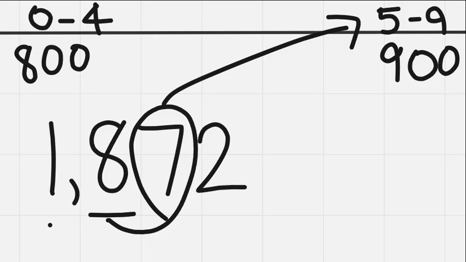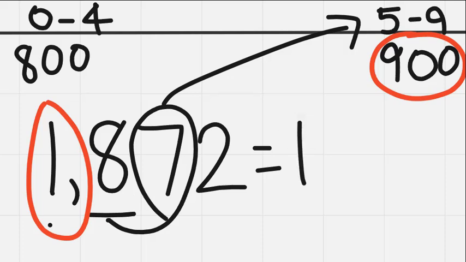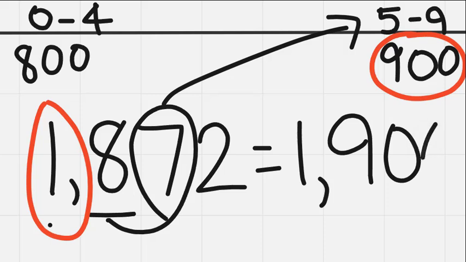So when we write the answer, we'll write the 1 for 1,000 and then 900 because 7 tells 872 to round to 900. So 1,872 rounded to the nearest hundred rounds to 1,900. Be sure to check your work.